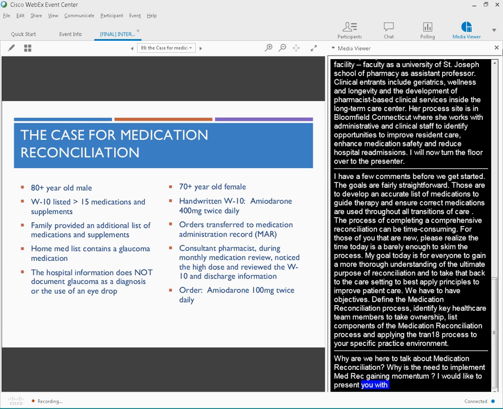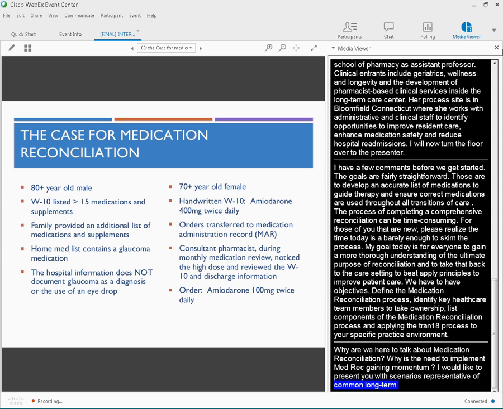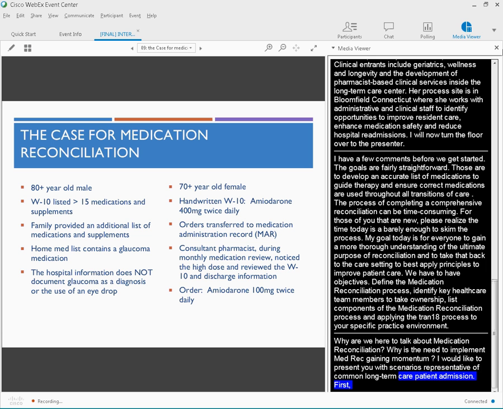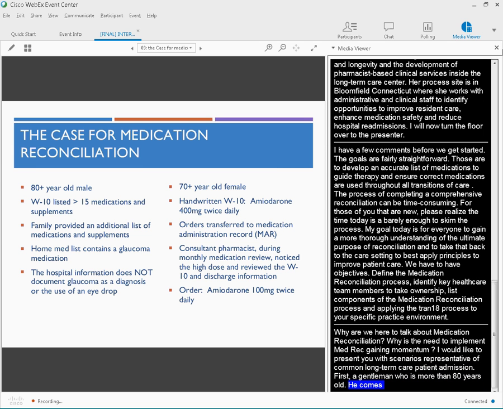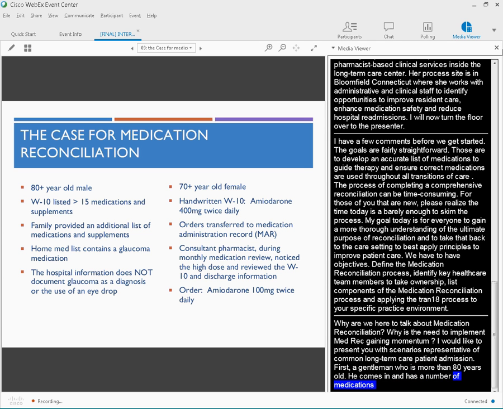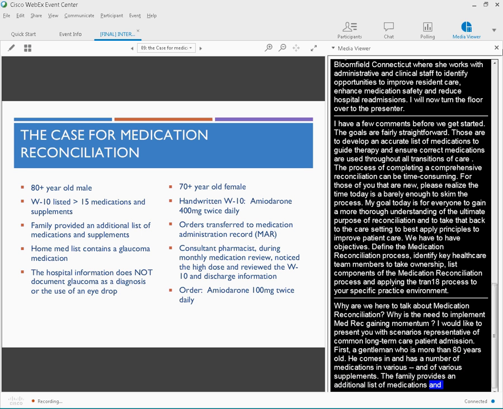The first one is a gentleman who's more than 80 years old. He comes into the care facility. The W-10 has a number of medications. In this case, it's more than 15 medications and various supplements included. The family provides an additional list of medications and supplements. And when the two documents were compared, there were approximately 10 medications that were not included, or they were not common to those documents.